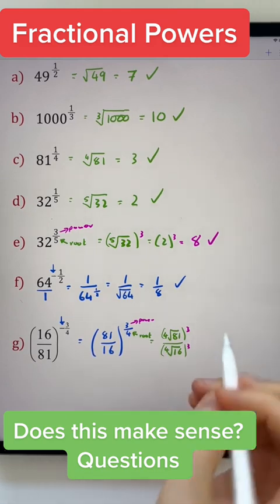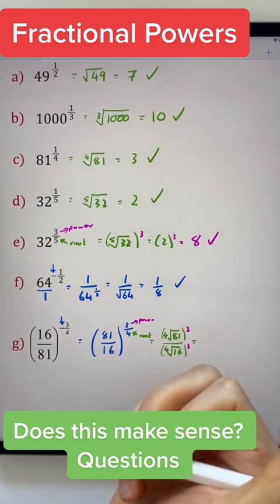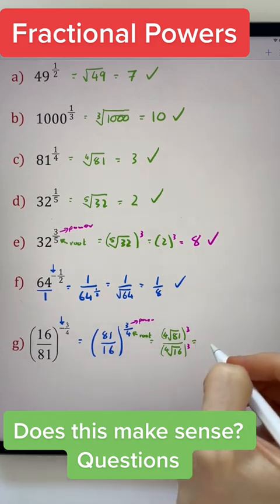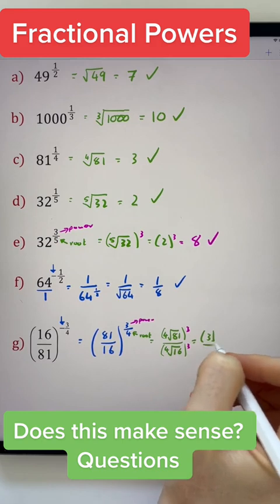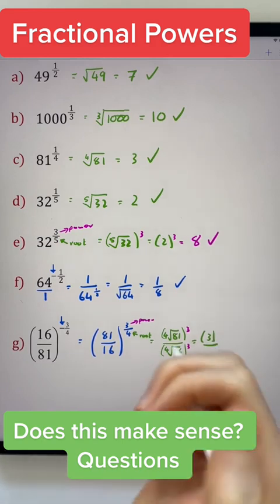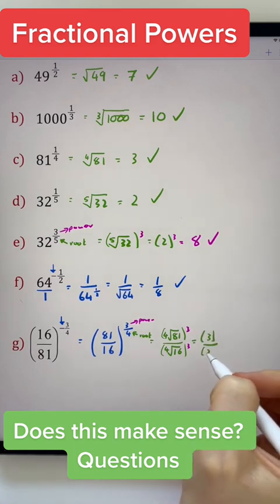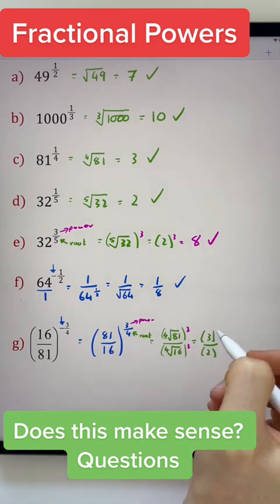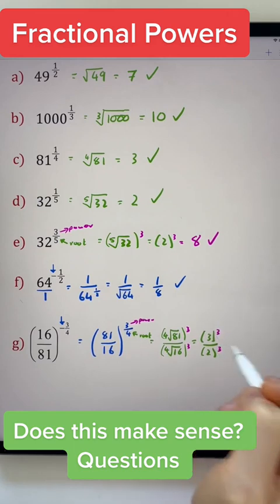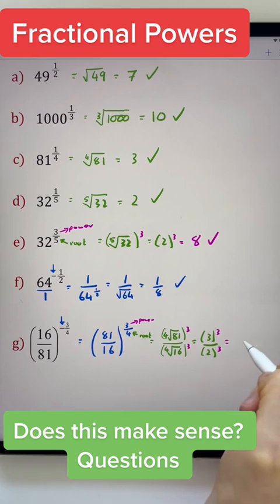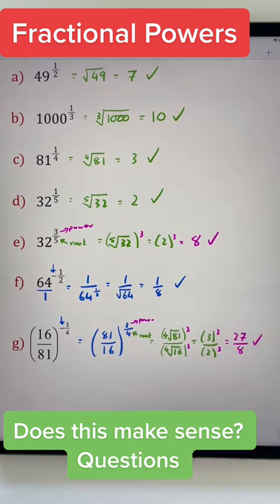Well, the fourth root of 81, i.e. what number times itself gives us 81, is 3. And the fourth root of 16, i.e. what number times itself gives you 16, I know is 2. And I'm cubing the top and the bottom. Well, 3 cubed, 3 times 3 times 3 gives us 27. And 2 cubed, 2 times 2 times 2 gives us 8. So our final answer is 27 over 8.